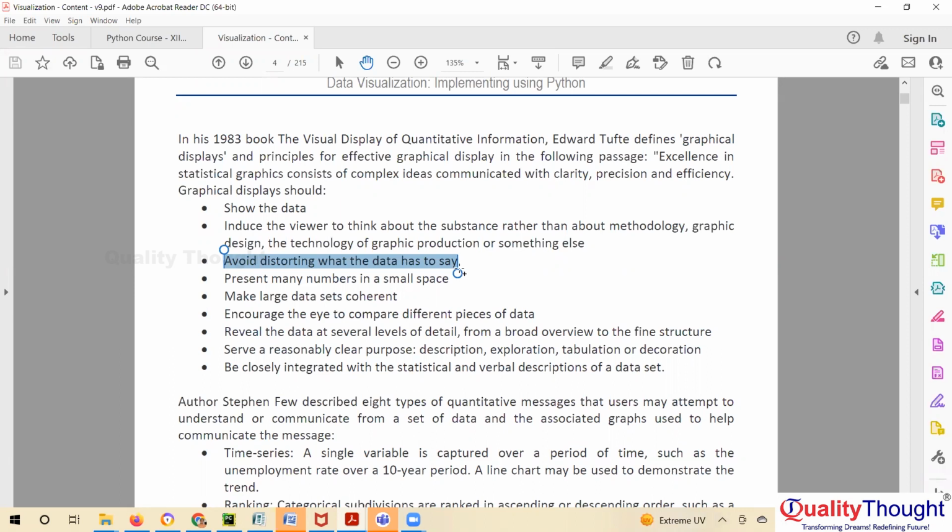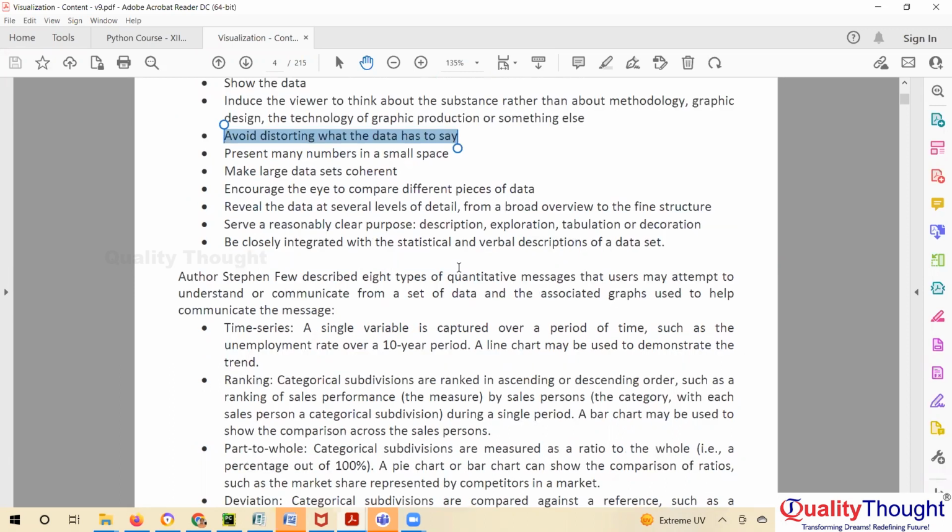Present many numbers in a small space. Make large data sets coherent. Encourage the eye to compare different pieces of data. Sometimes it happens that what they don't want to show, they'll make very small, and what they want to show, they'll make very big. So those things should not be done.